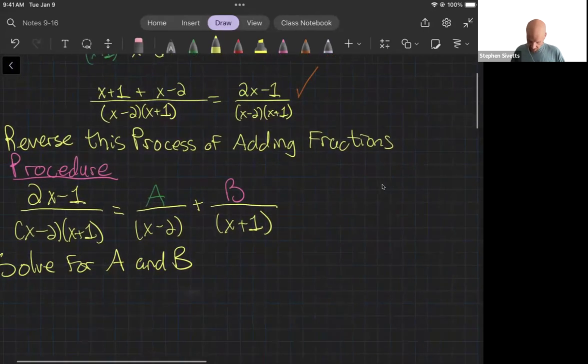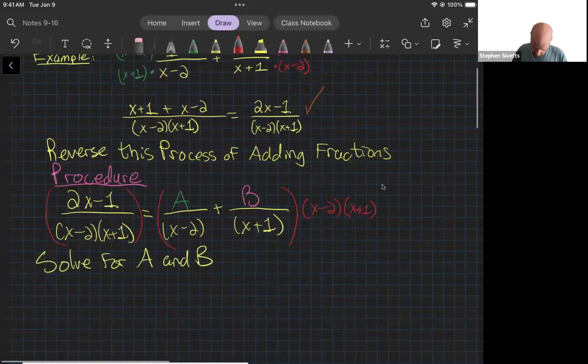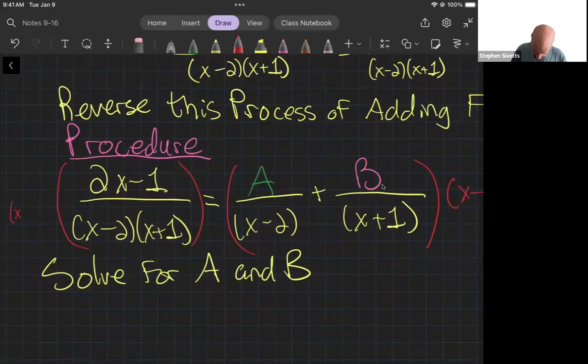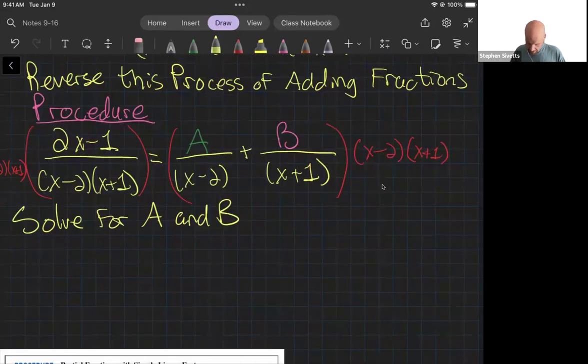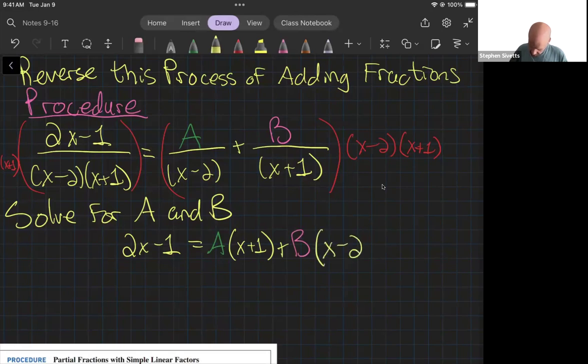And so what we're going to do is multiply both sides by the common denominator on the left-hand side, so x minus 2 times x plus 1, and we want to multiply the same value on the right, so x minus 2 times x plus 1, right? So what we will have is 2x minus 1 equals A times x plus 1 plus B times x minus 2. Okay?